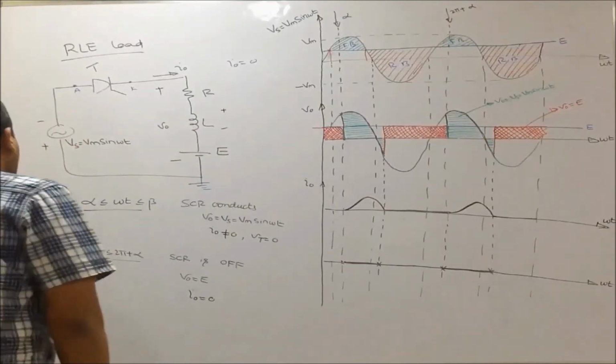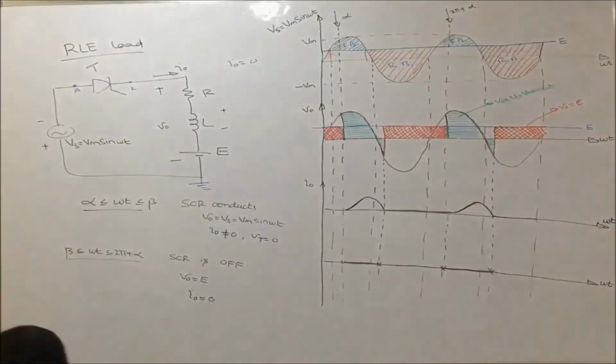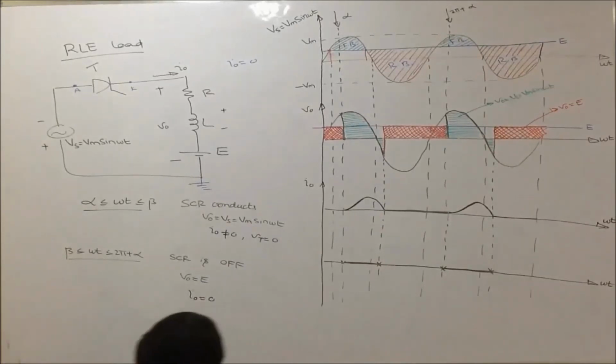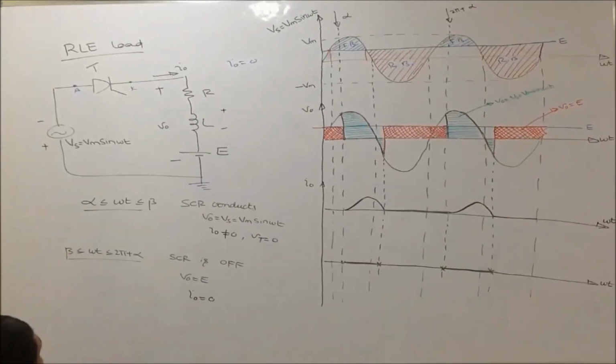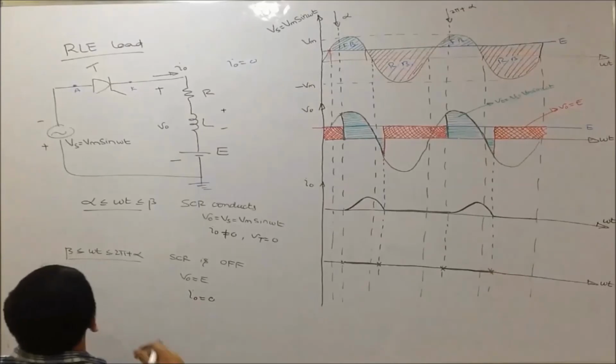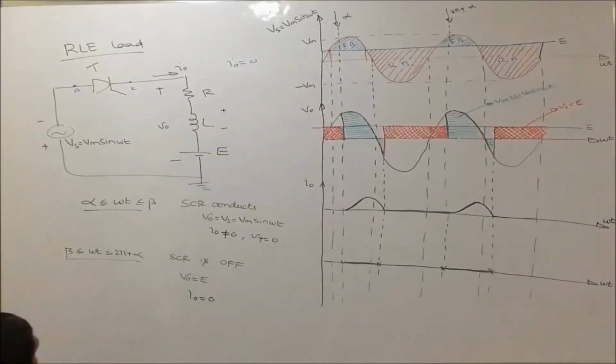From beta to 2 pi plus alpha, meaning when beta is less than or equal to omega t less than or equal to 2 pi plus alpha, you will see what V naught is. V naught is E.